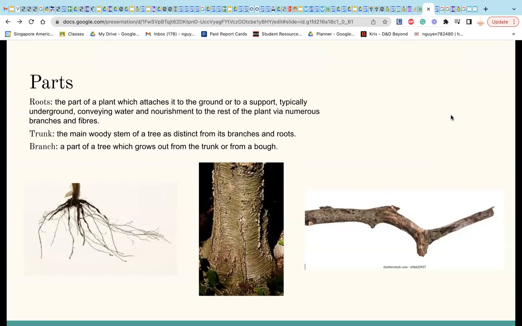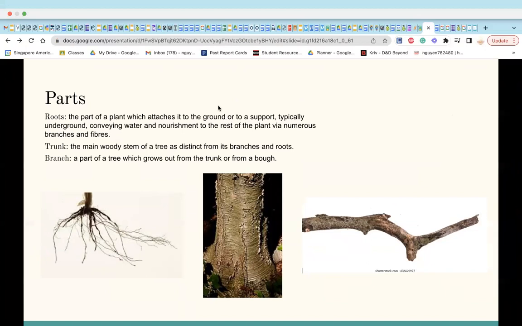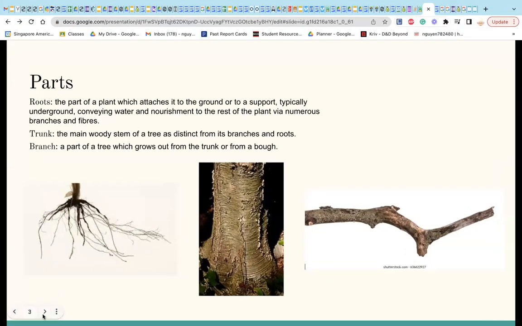Anyway, and then what we usually see when it comes to a tree is the trunk. The trunk is what I would say the biggest part. So the trunk is the main woody stem of a tree, apart from its branches and roots. And a branch is a part of a tree which grows out from the trunk of a tree. So the picture on the right, that's a branch. You guys know what a branch is. You guys probably picked up a branch before and pretended it was a sword. Yeah, it's very fun. Any questions? No, very well. So shall we continue.